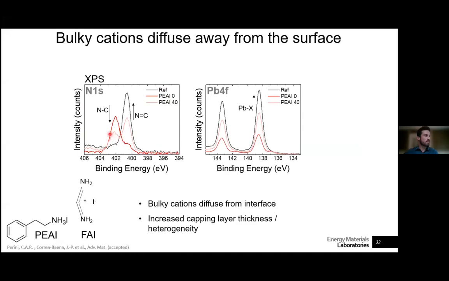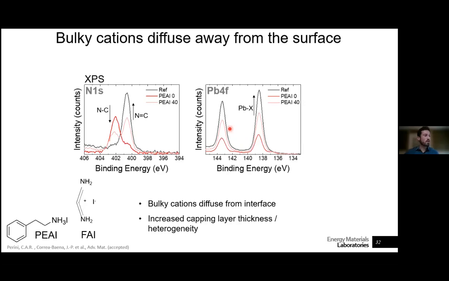So if we look at the nitrogen signal and look at the NC single bond, which is representative of the phenethylammonium iodide cation, we see that this signature decreases with annealing, whereas for meridinium iodide it increases in intensity. And analogously, the lead signal, which is again a marker for the presence of a perovskite structure, increases with annealing. So this points at the fact that these bulky cations are diffusing away from the surface, along with this reconstruction of the interface, which might either mean thicker layers being formed at the surface or eventually more heterogeneity, also spatially, being formed at the surface.